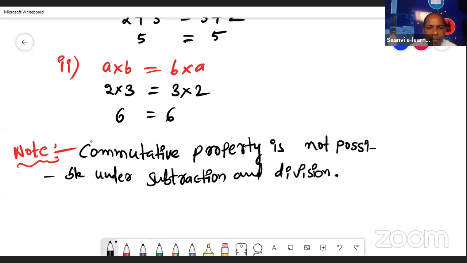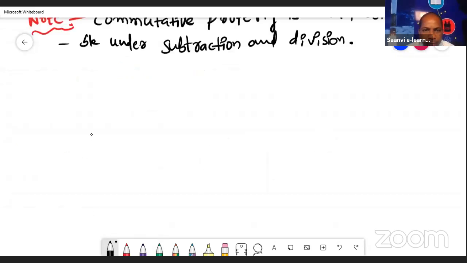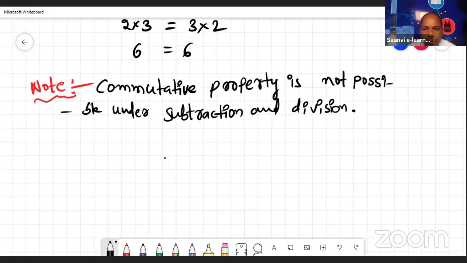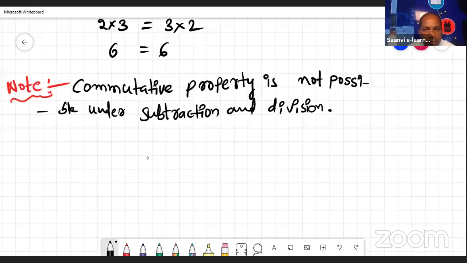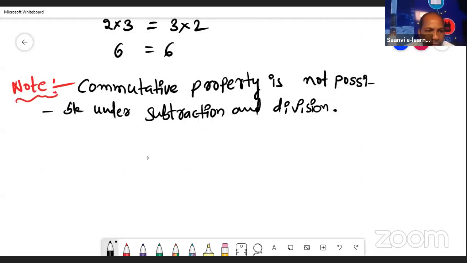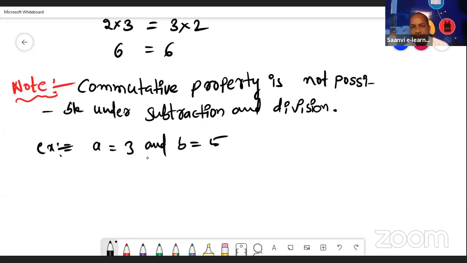See, for example, take any two whole numbers. Suppose I am taking two whole numbers, any two whole numbers. For example, suppose A is equal to 3 and B is equal to 5.